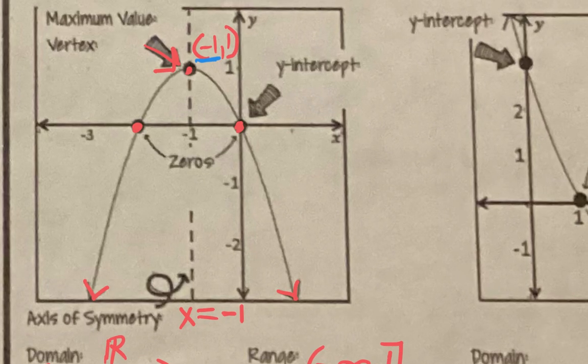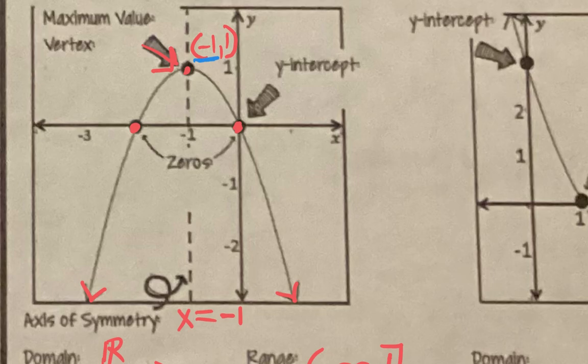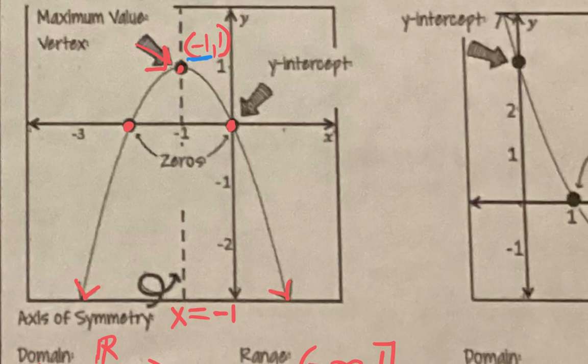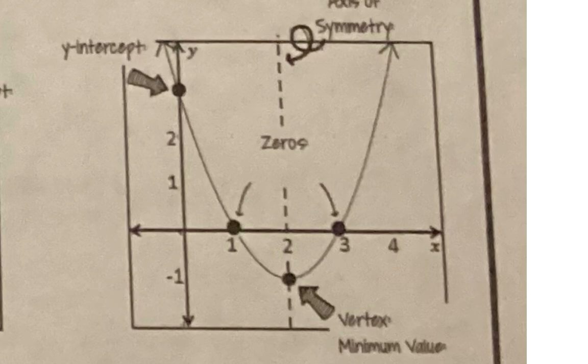I think we got everything. Maximum values, vertex, y-intercepts, zeros, axis of symmetry, domain, and range. All right, here's another one.